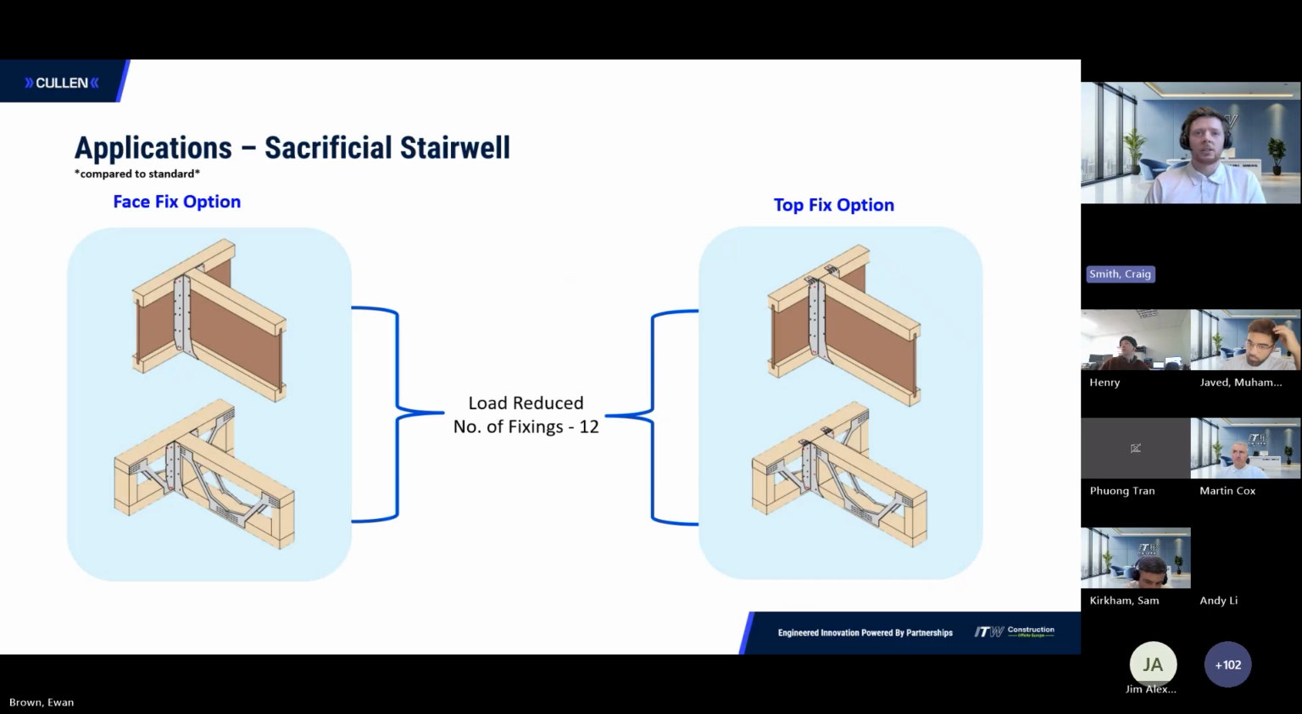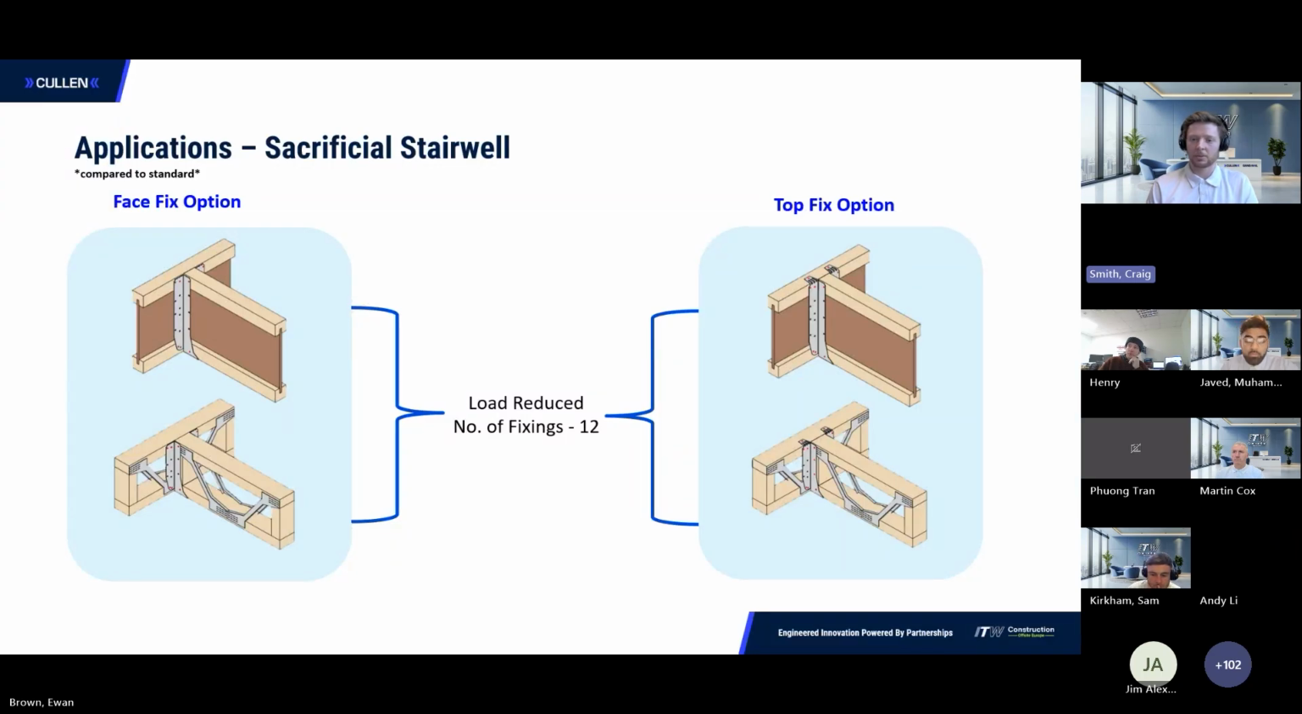Something that is unique to the UH is the sacrificial stairwell option. So it's for temporary floor infill details. It has reduced fixings, and we can also use screws with this, as you're more likely to be needing to take the hanger off afterwards. It has a lower load capacity than the standard or the enhanced UH. It's reduced by almost half.